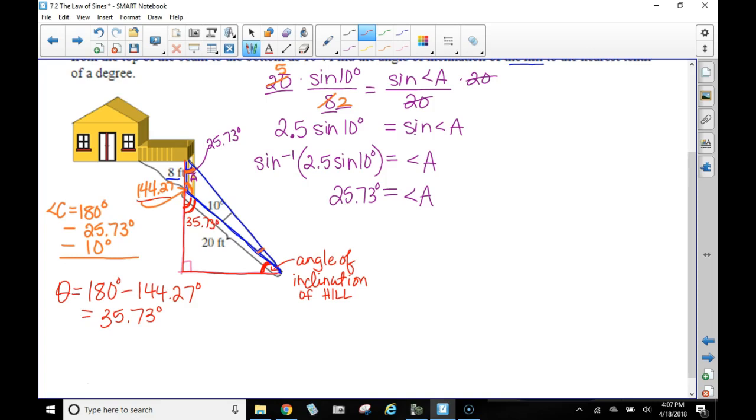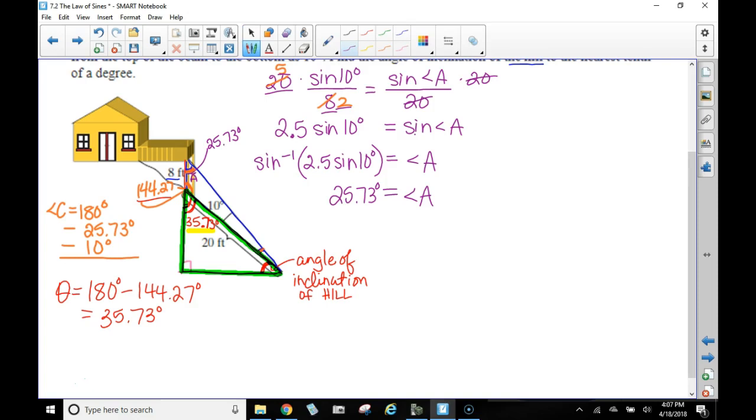35.73 degrees. Okay, and so what we've got here, y'all, if you notice, we have a right triangle right in here. We have one of the angles of the right triangle, and the other angle that we're looking for is going to be complementary to that, right? Those are going to add up to be 90 degrees.